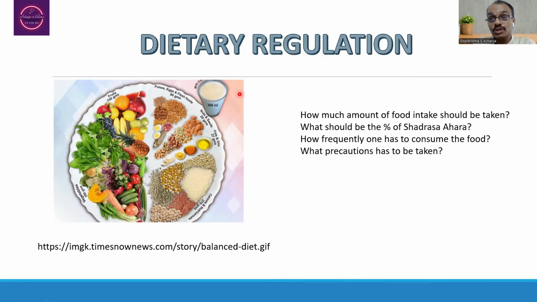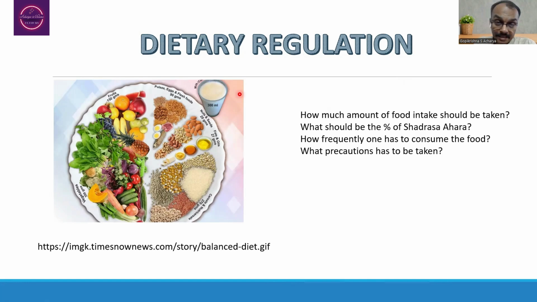How frequently one has to consume the food. Whether it is once in a day or twice in a day or thrice in a day or more than thrice in a day, he has to consume the food. That we can make out if we know the fundamentals of Roga Nidana clearly.